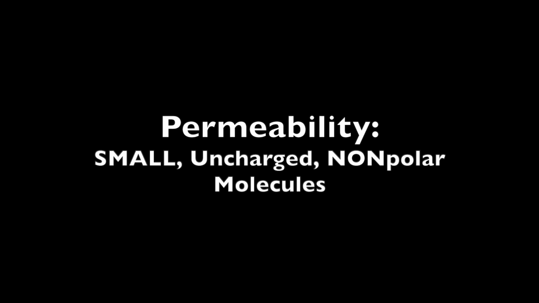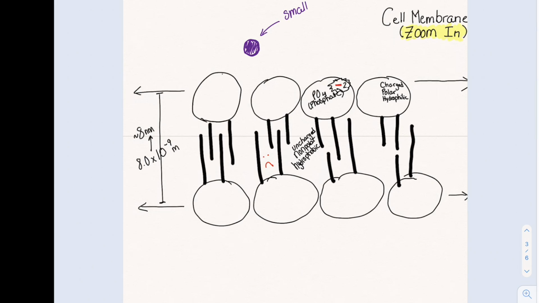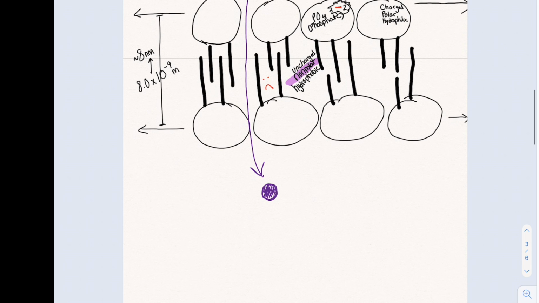So now we're going to look at small, uncharged, and nonpolar molecules. You can ignore the frowny face in the nonpolar tails. But here is our small, uncharged, nonpolar molecule. And here's the big difference. Not only is it small now, but it's also nonpolar. And the tails are going to like that a lot more. These molecules will have a very easy time passing through the cell membrane because they're not charged, and because they're nonpolar, they also don't have dipoles. So there's really no repelling going on here.